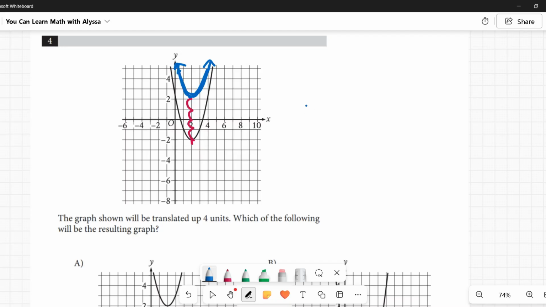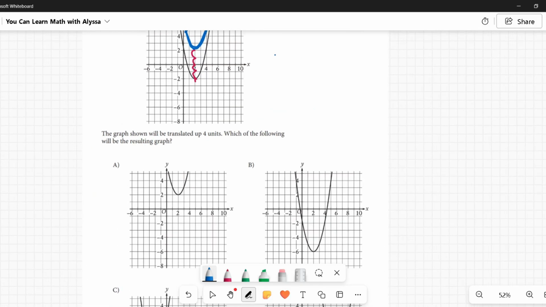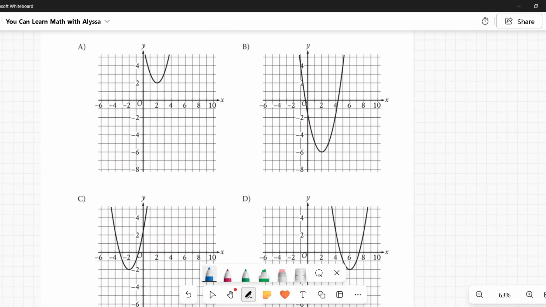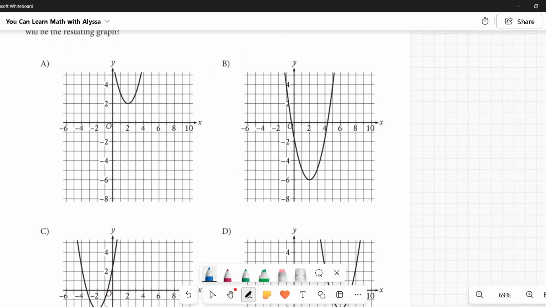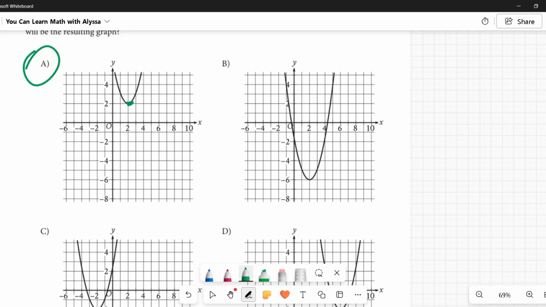Okay, so I've moved the parabola up 4. The vertex is now at 2, 2 instead of 2, -2. So I'm going to look at my answers, and we'll see which one of those has it. And just because this is so big, right off the bat, this looks like a contender over here in A, because the new vertex there is 2, 2, and it looks very similar to what I drew.